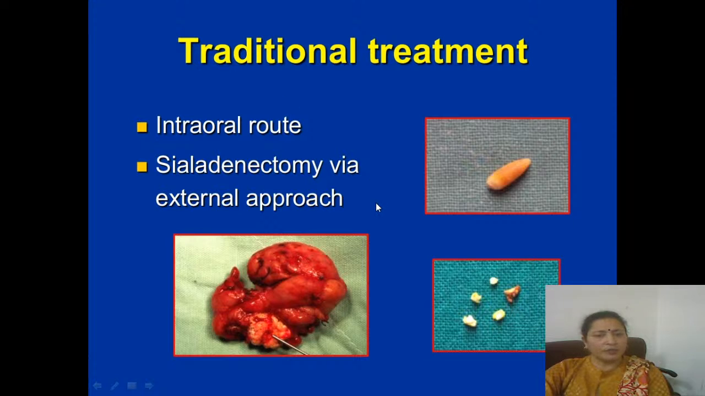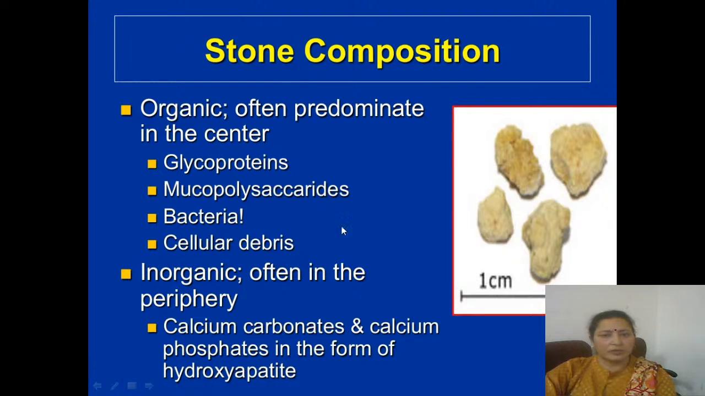The most important management is removal of the stone. If it's in the tract and accessible, we remove it. But if it becomes chronic, the gland becomes diseased, and the glandular part has stones, it's not possible to remove it. If it's also associated with multiple strictures, the complications of the stone, then we have to remove the gland itself. This is a gland that has been removed here, and these are the stones removed.